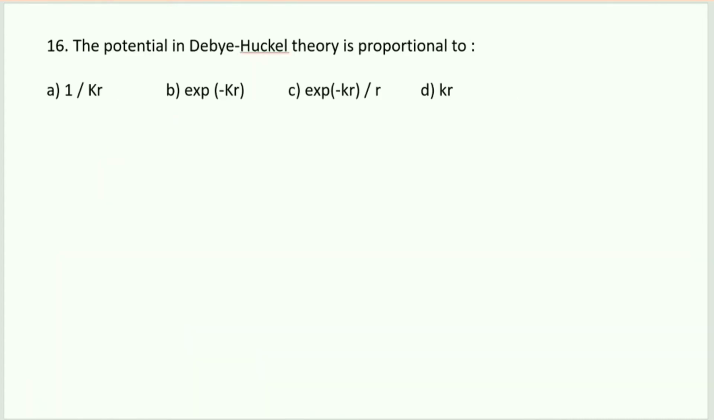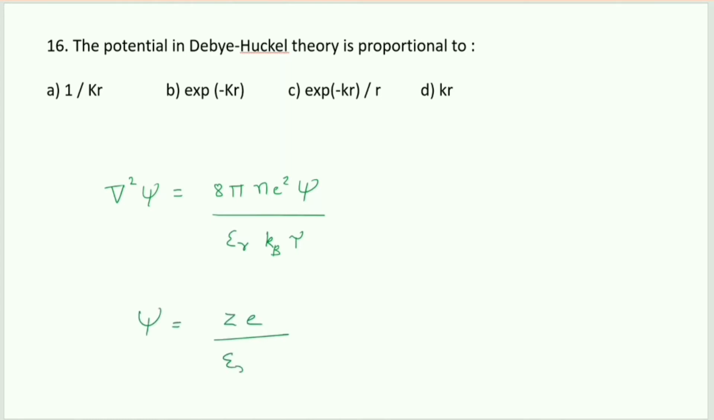16th, the potential in Debye-Huckel theory is proportional to. In part 1 we discussed how we get the Debye-Huckel equations, Poisson equation and Boltzmann distribution. According to the Poisson equation, del square psi equals 8 pi n e square psi divided by epsilon r kB T, temperature. So this psi, the potential, psi is equal to Ze by epsilon r into r, e raised to minus kr.